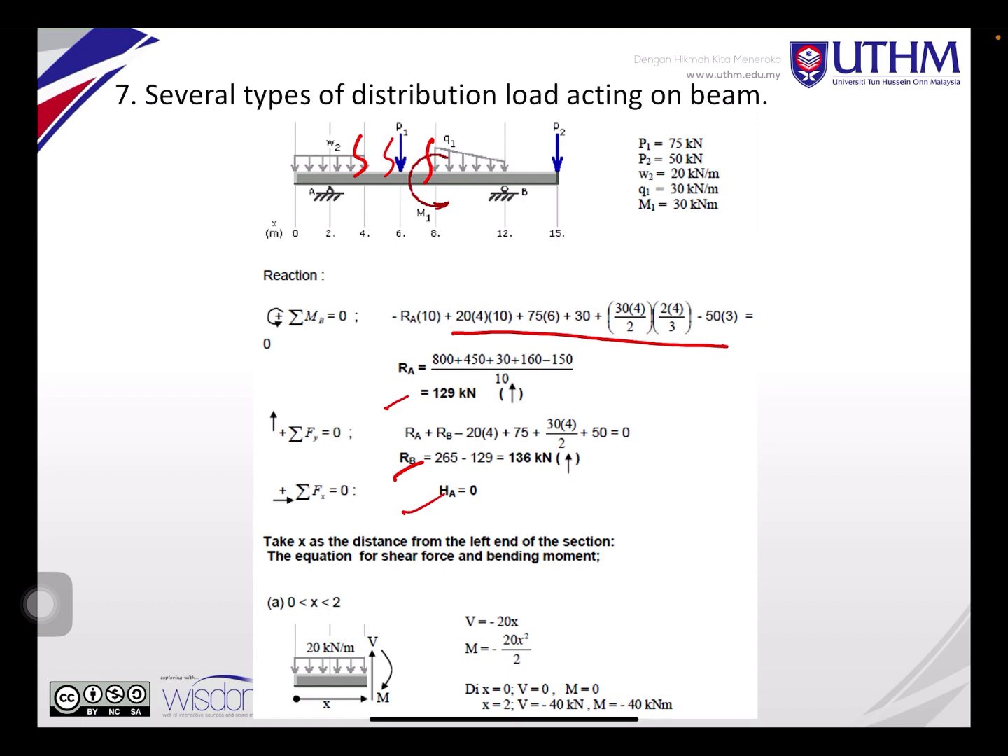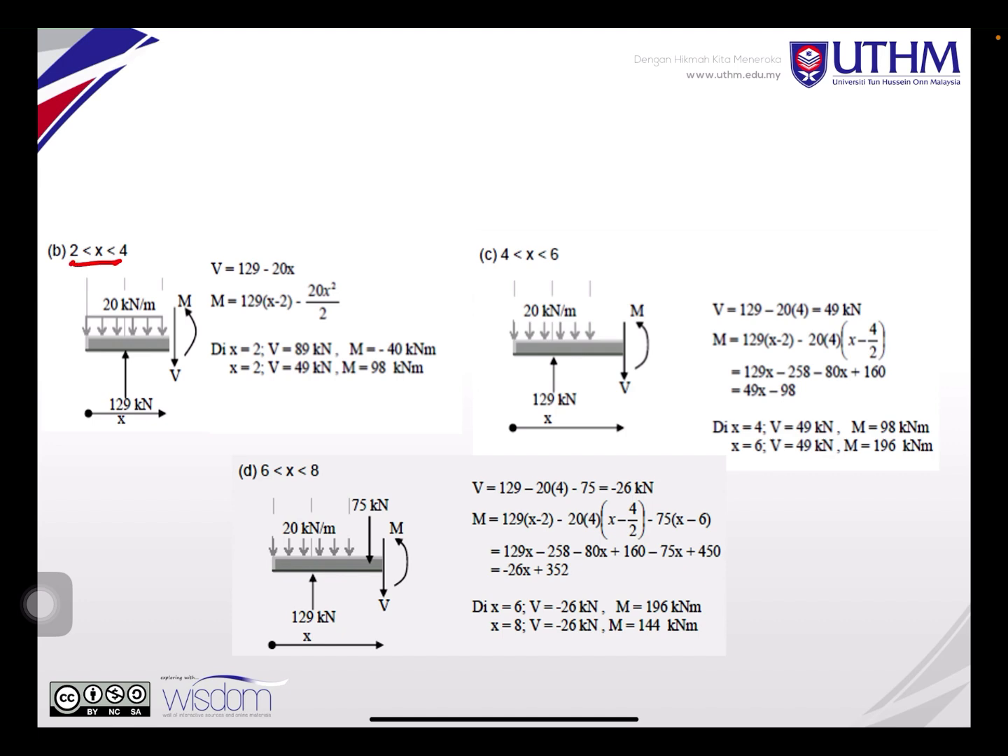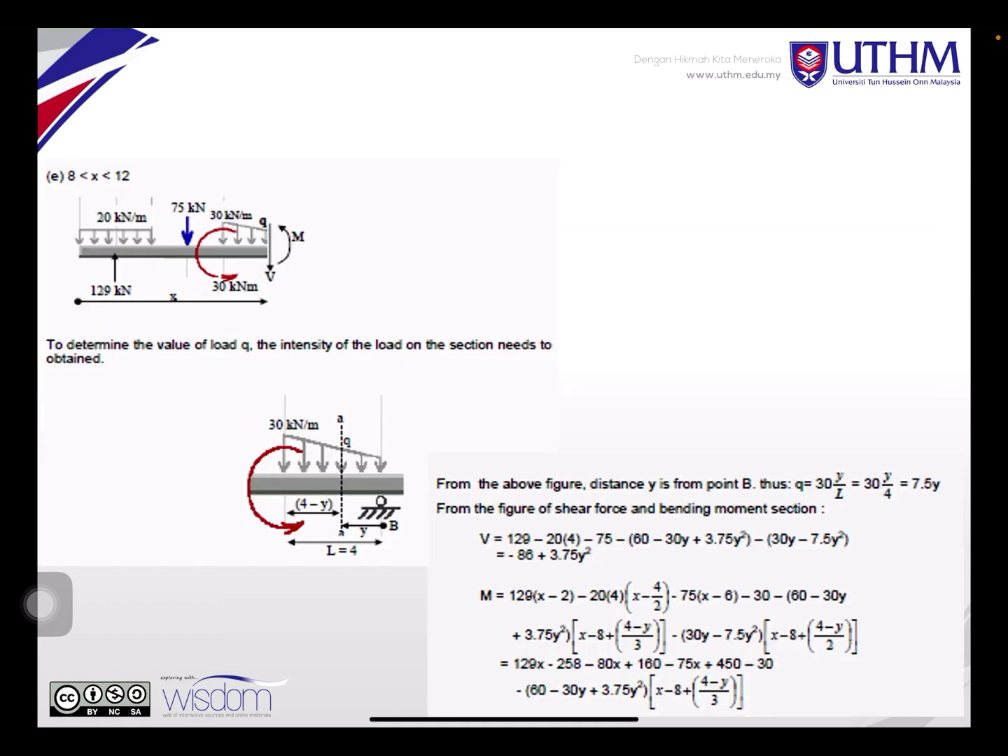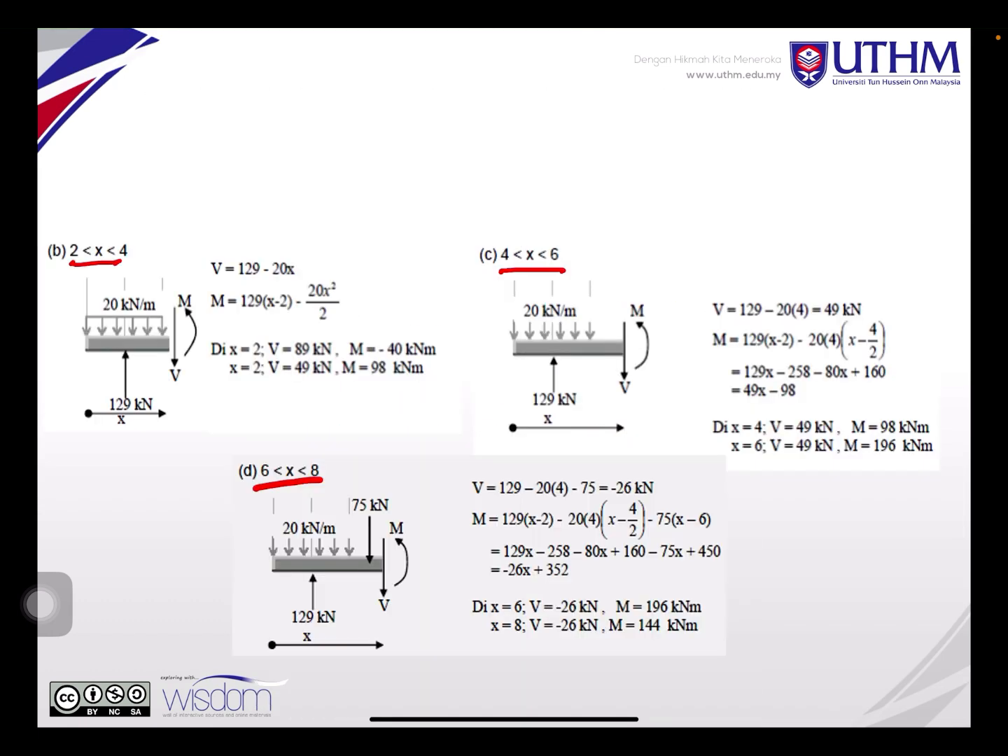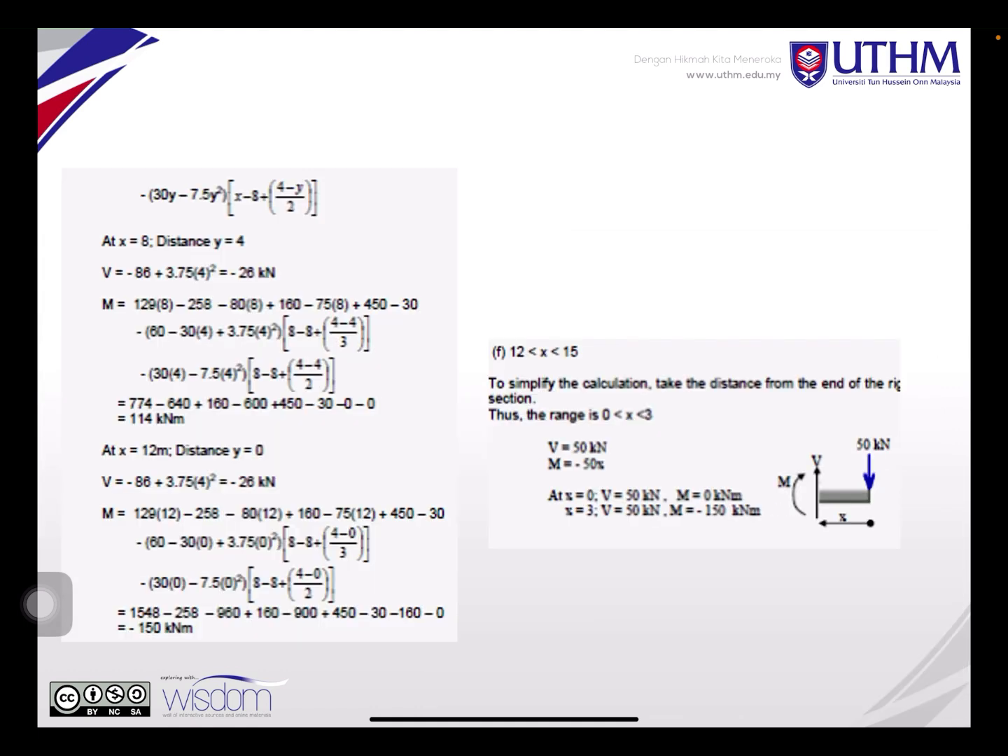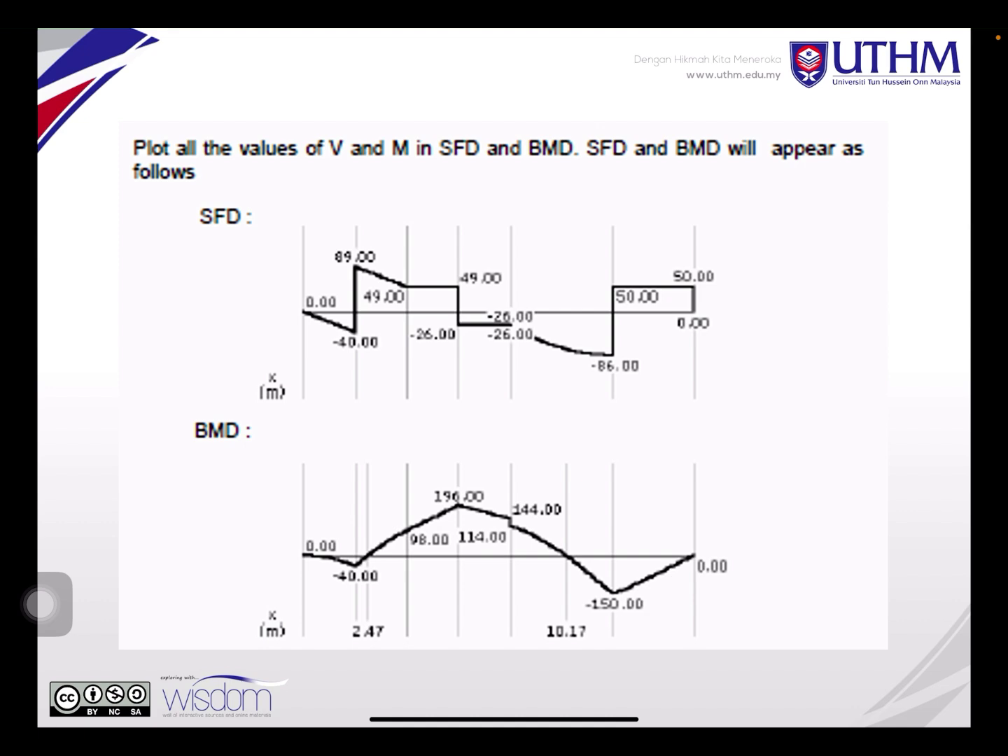You cut X in between 0 to 2, 2 to 4, 4 to 6, 6 to 8, and then X in between 8 to 12. After that you calculate. This one is from this direction. When you go this way, you can cut from here. You can go through it one by one, and then you get the value of this.